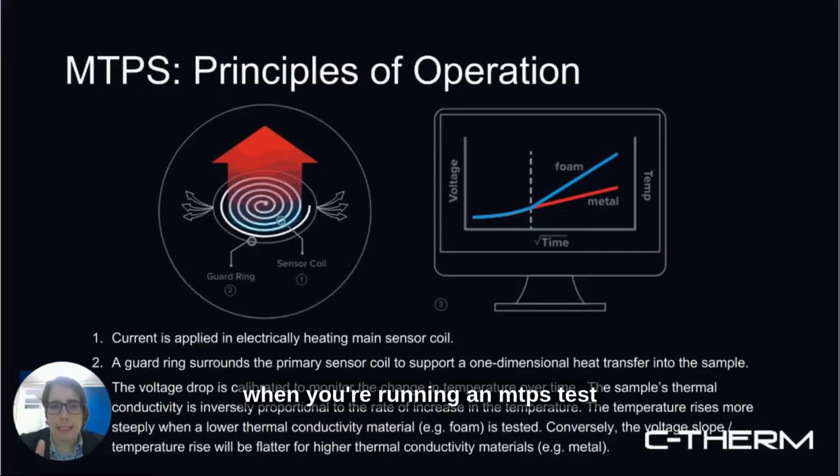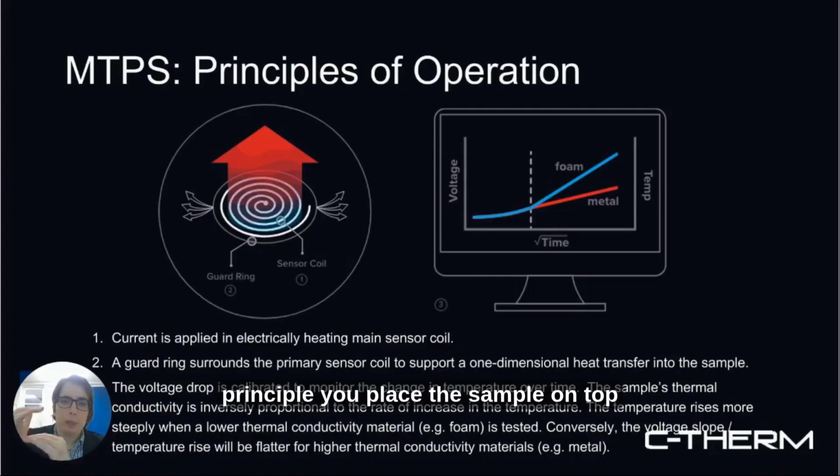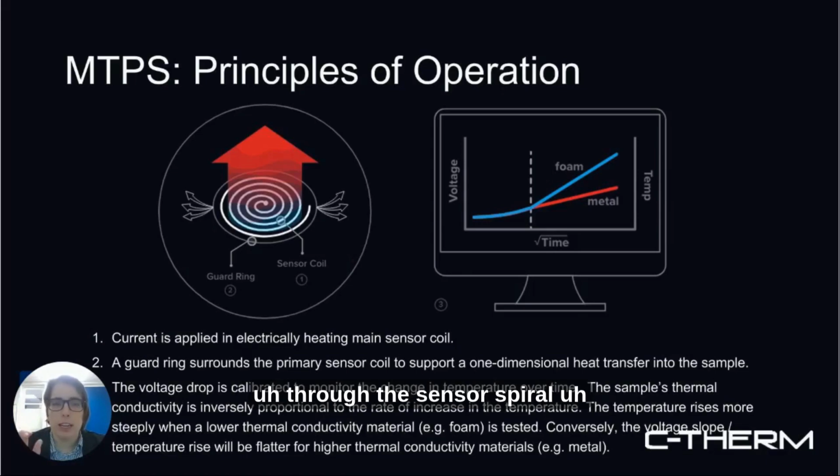When you're running an MTPS test, the measurement works on a pretty straightforward principle. You place the sample on top of the sensor and apply a heat pulse through the sensor spiral, which is the heating coil, the spiral in the center there. And simultaneously with that, a guard heater called the guard ring surrounds the sensor spiral, and you heat that as well to prevent any lateral temperature gradient from forming. So you don't have any lateral heat losses, and therefore you're looking at the heat transfer basically in the direction perpendicular to, or normal to, the sensor surface.